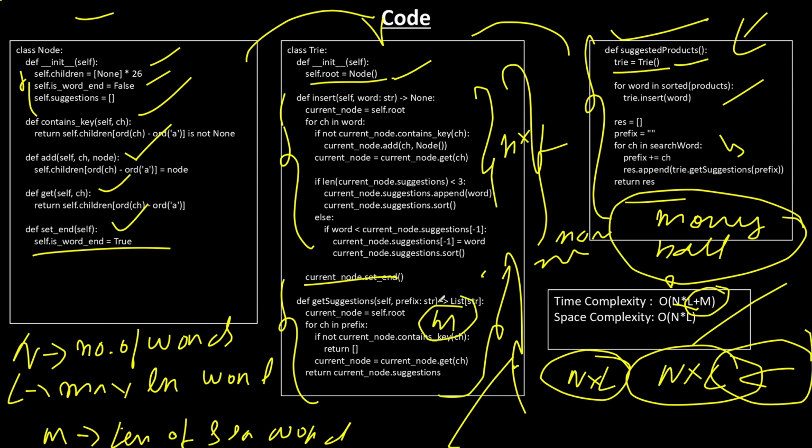Why m? Because for searching, for each character typed, we iterate over m characters. That means the length of the search word is m, so we will iterate over this complete word. That is why it's m. And the space complexity is n cross L, because in the worst case scenario like monkey and ball, the total space required will be n cross L. So I hope you understood the time and space complexity also. Now let's move to the next slide.